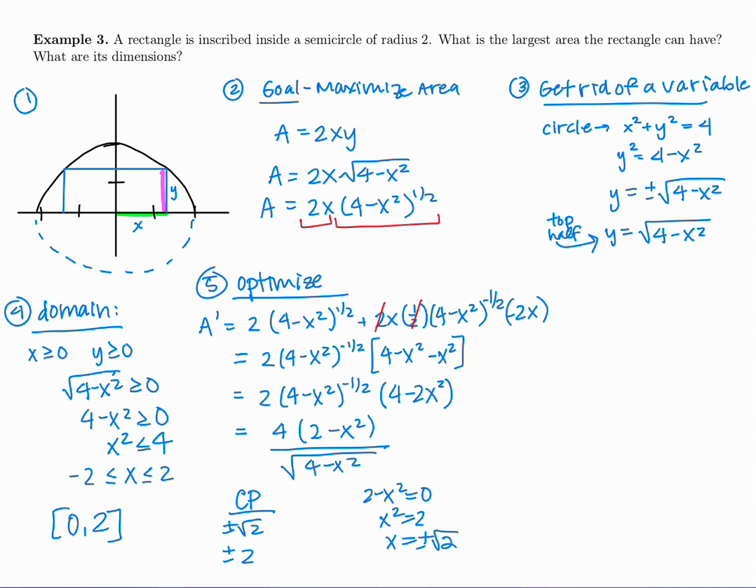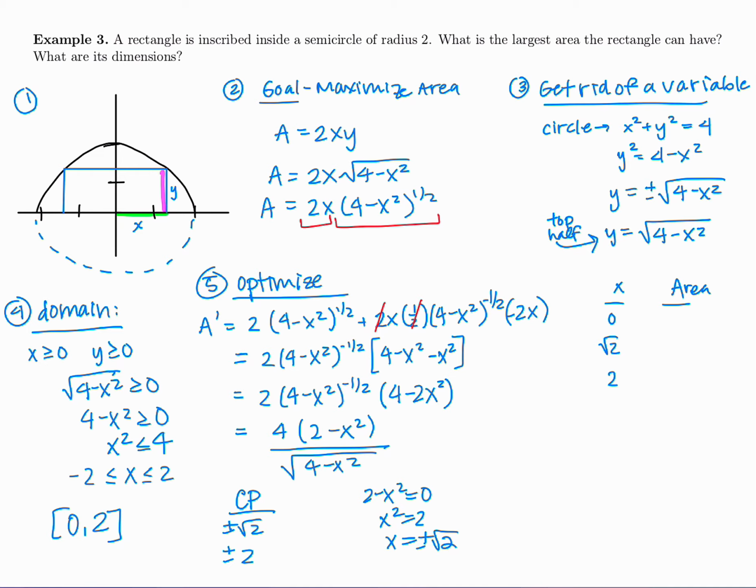So what are my values? For x, I have 0 as an endpoint. I have square root of 2 as a critical point, and I have 2, which was an endpoint and a critical point. And I'm going to plug these into my area equation and see which one gives me the biggest value. The one that gives me the biggest value is going to be what my x value should be when I maximize my area.